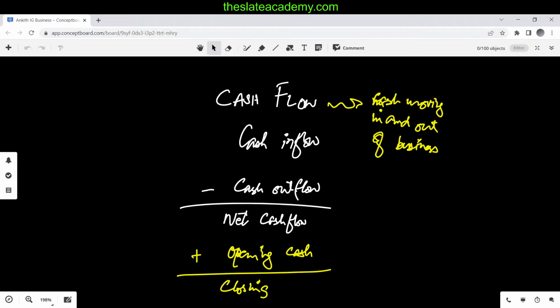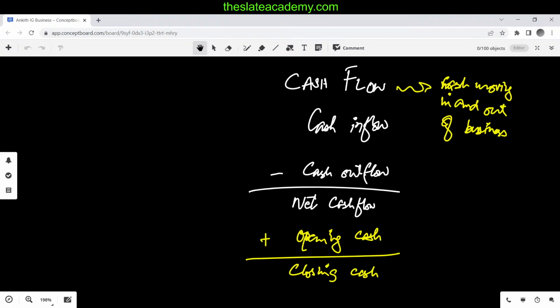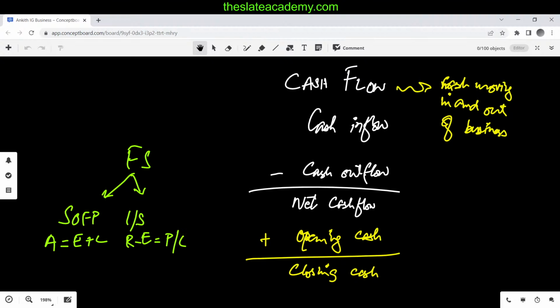Acha. In the previous classes, I also mentioned that there are five statements that we make, and the set of these five statements together is called financial statements. So in financial statements, the three most important ones were the statement of financial position, which was made as per the principles of the accounting equation that assets are equal to equity plus liabilities. Then we have the income statement, a statement for profit or loss, which is revenue minus expenses equal to either profit or loss. And the third one that we have is cash flow.